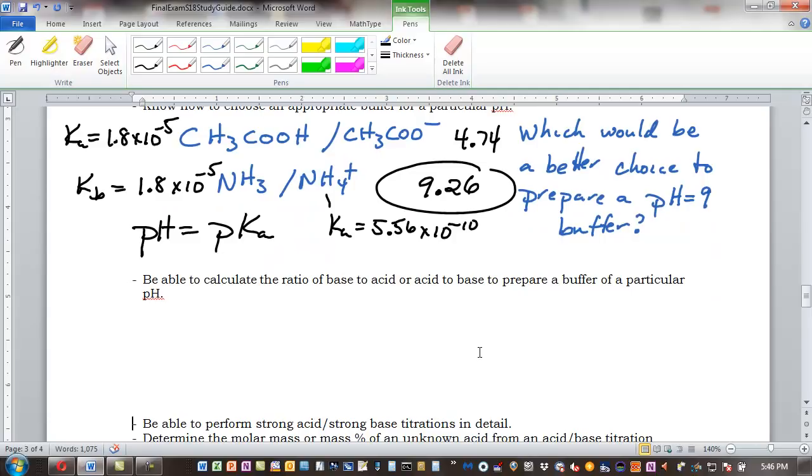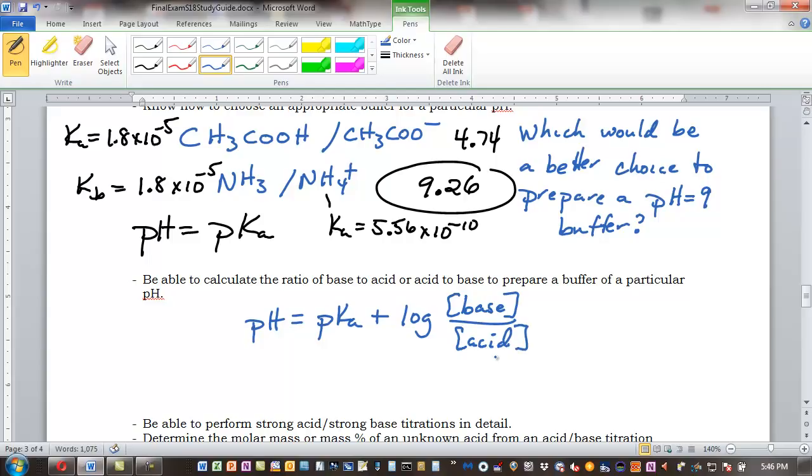Be able to calculate the ratio of base to acid or acid to base needed to prepare a buffer of a particular pH. What are we going to do for that? The Henderson-Hasselbalch equation as well. So there's your ratio of base to acid. For this type of problem, you want to prepare a particular pH, so you will know the pH. You'll be given the Ka value or the Kb value, so you can get pKa. So you're just going to have to solve for base over acid. Okay, so it's a pretty easy calculation. Don't forget about this log term.